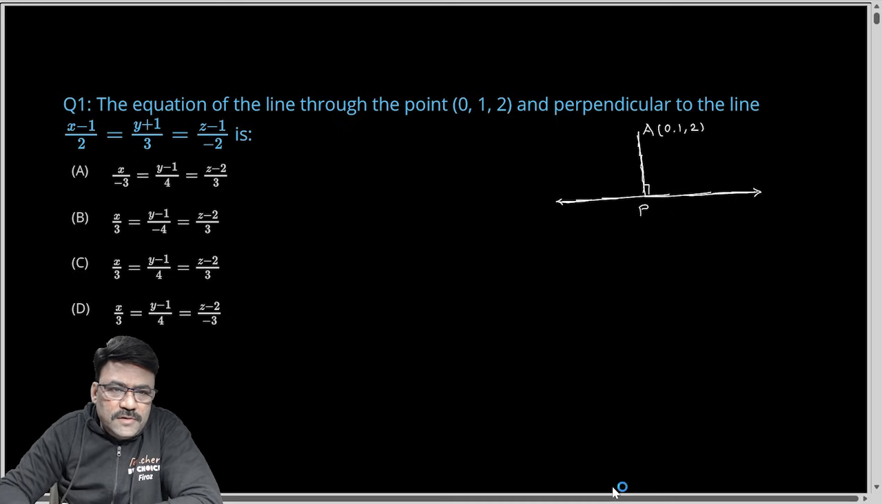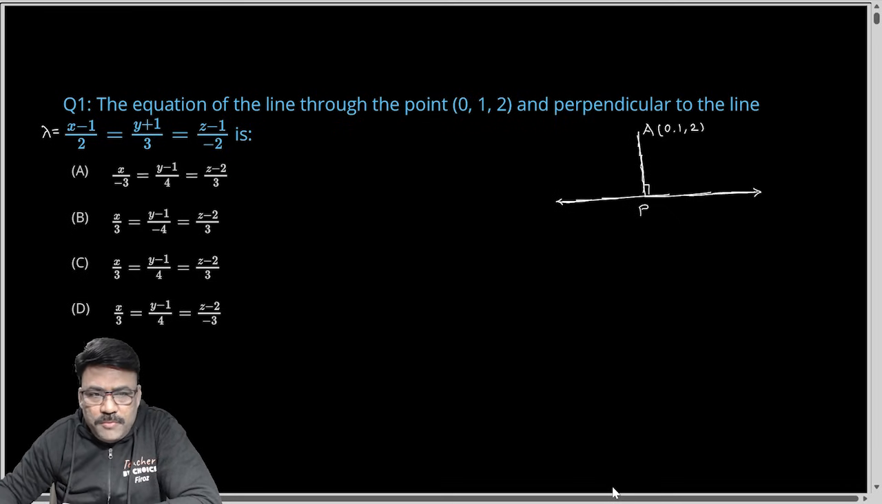Point P is lying on this line. So let's take this line as lambda. So any point P on this given line can be written as (2 lambda plus 1, 3 lambda minus 1, and minus 2 lambda plus 1).